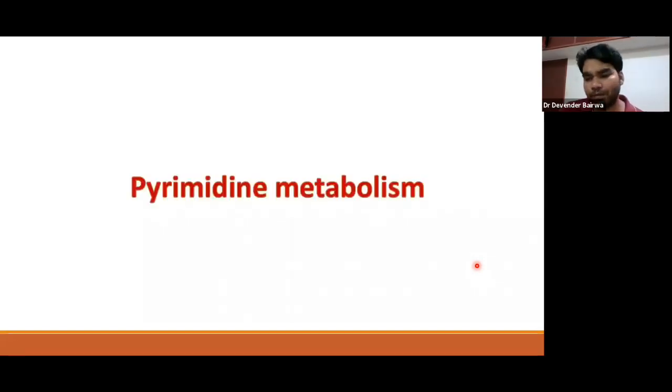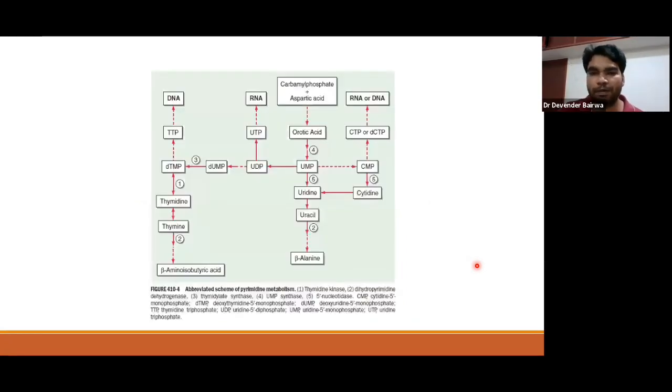Coming to pyrimidine metabolism. Whatever we discussed so far is purine metabolism, involving A and G, adenine and guanine. Now we will deal with C, T, and U: cytosine, thymine, and uracil. This figure is a little confusing, but let us start here. Carbamoyl phosphate and aspartic acid are the raw materials. They form orotic acid, and orotic acid forms UMP, uridine monophosphate, with the help of the enzyme UMP synthase.